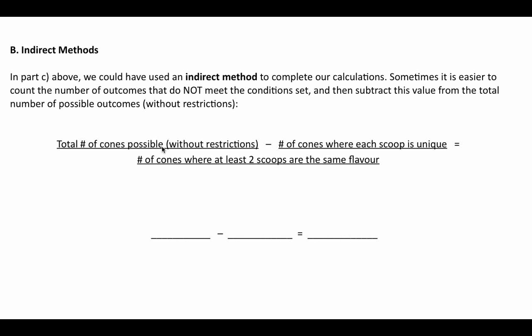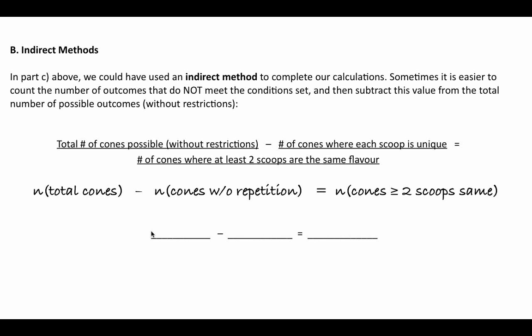So if you look at the answers to these 3 parts, A, B, and C, the total number of cones possible that we had without restrictions was 27. And the total number of cones where every single scoop is unique was 6. 27 minus 6 is not a coincidence that it's exactly the same as the 21 that we answered.